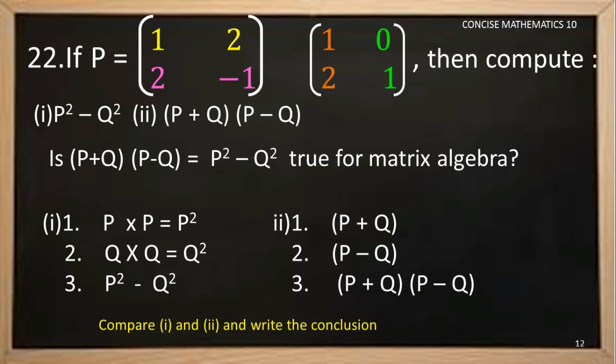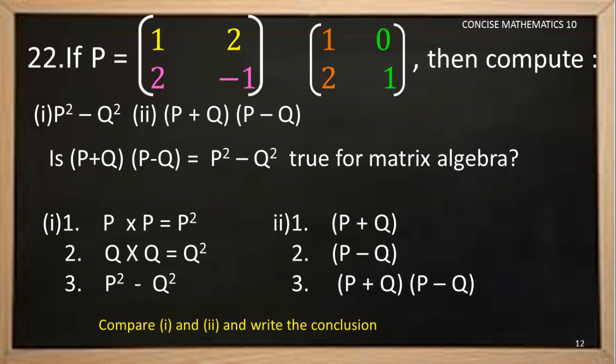Already one point is very much clear for us, that is commutative property of multiplication. AB cannot be equal to BA. And the second point now what we are learning is (P plus Q) into (P minus Q) is not equal to P square minus Q square. And while doing the problem question number 14, one point was very much clear: distributive property of multiplication over addition and subtraction holds good. That statement is true for matrices.